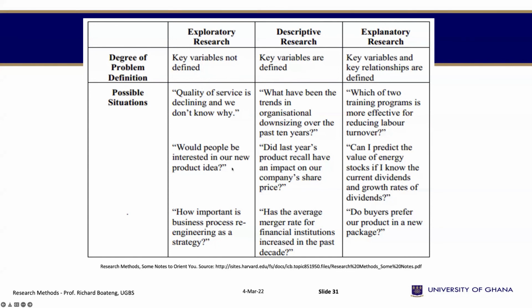Will people be interested in a new product idea, marketing? How important is business process reengineering as a strategy? Okay. Now, key variables are defined. What have been the trends in organization downsizing in the past 10 years? He's asking for you to describe something. He's not exploring. Listen to it. What has been the decision? So describe to me. He's not saying why. So this one, everybody can see it.